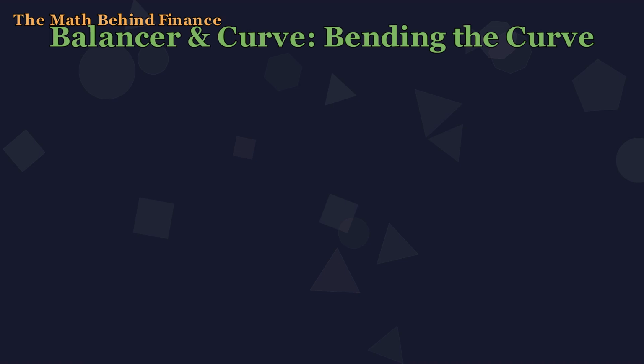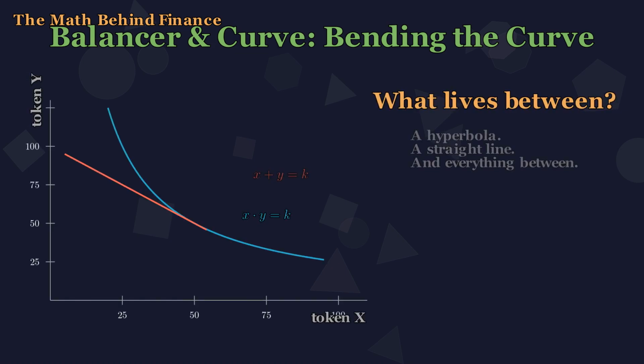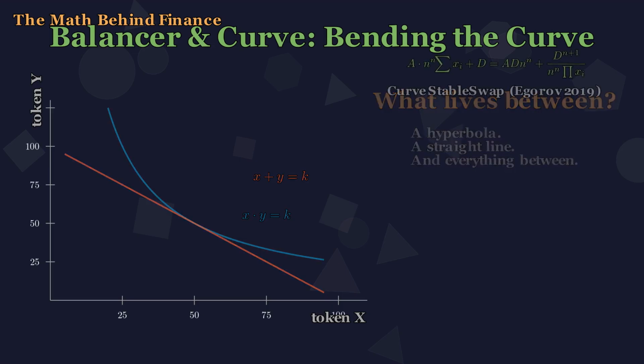Uniswap's XY equals K is a hyperbola. The ideal peg would be a straight line, X plus Y equals K. So what lives between them? Here's the line. A perfect peg, zero slippage. But if anyone drains one side, the pool is dead.